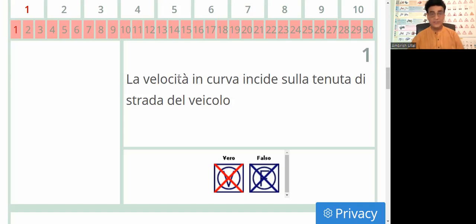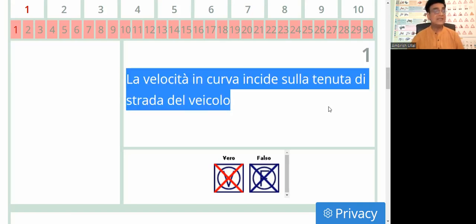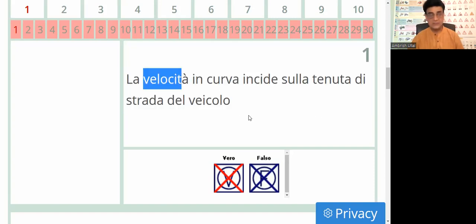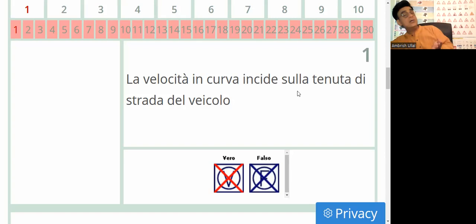So let's go. First sentence goes like this: La velocità in curva incide sulla tenuta di strada del veicolo. Now, velocità means velocity or speed. In curva means in a curve. Incide means it affects. It affects your tenuta di strada, that means your road grip, the relationship your tire has with the road. How fast you go in the curve will decide whether your car will slip out or remain on the road. So, depending on how fast you're driving, that is vero.